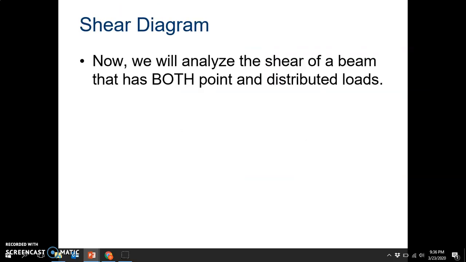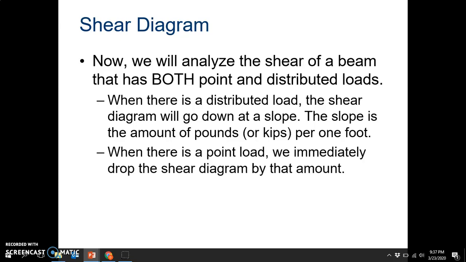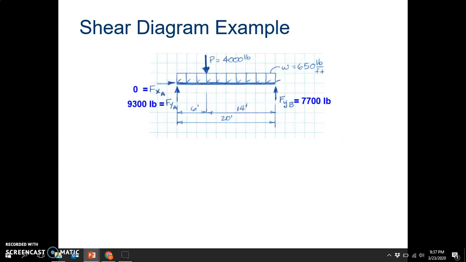Okay, so now we will analyze the shear of a beam that has both point and distributed loads. So up until this point, we've only done either only point loads or only distributed load. What happens if you have both? So when there is a distributed load, the shear diagram will go down at a slope. And again, the slope is going to be equal to the amount of kips or pounds per foot. And then when we have a point load, we will immediately drop the shear diagram by that amount. Let's go to an example.